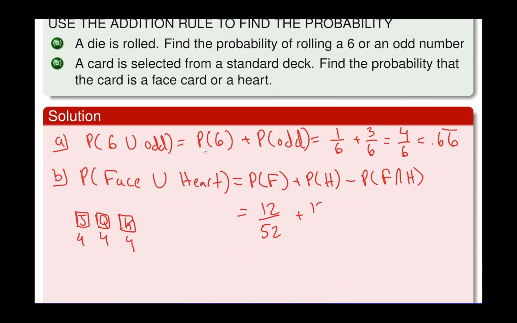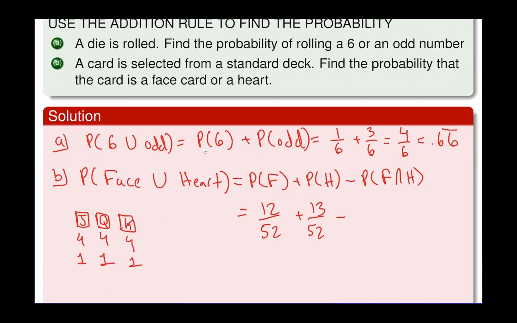13. There you go. Minus. So now we want pretty much how many face cards have a heart. If you look at the jack, there's only one jack that has a heart. If you look at the queen, same thing. If you look at the king, same thing. There's only one of each that have a heart.